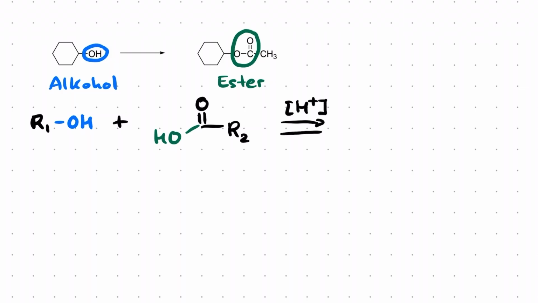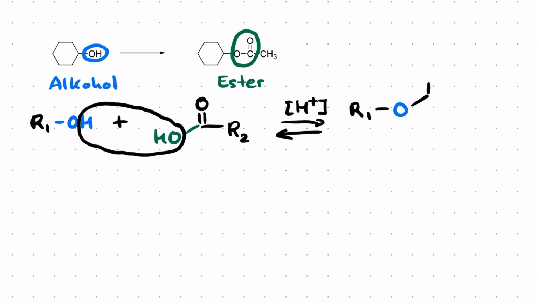The reaction in this case is reversible, and it is basically just a formation of a water molecule from the hydroxy group of the carboxylic acid and the hydrogen atom from the alcohol. So when the water molecule is formed, the remaining molecule parts bind together and form an ester.